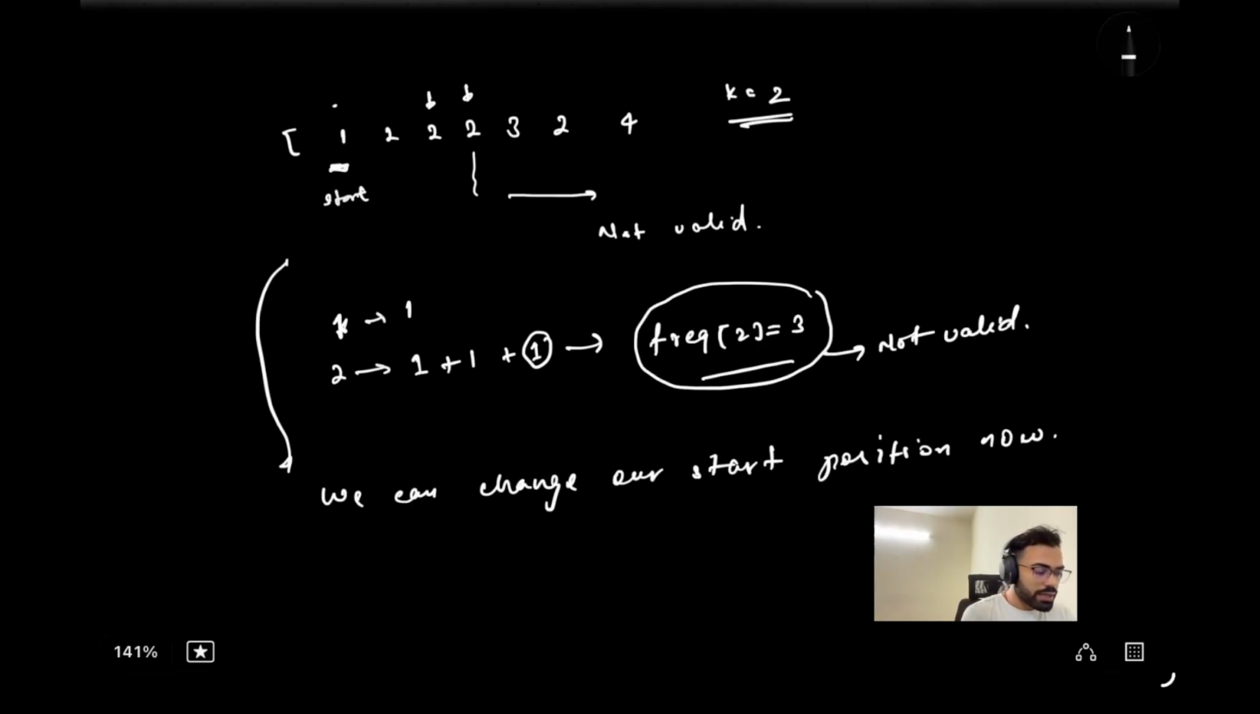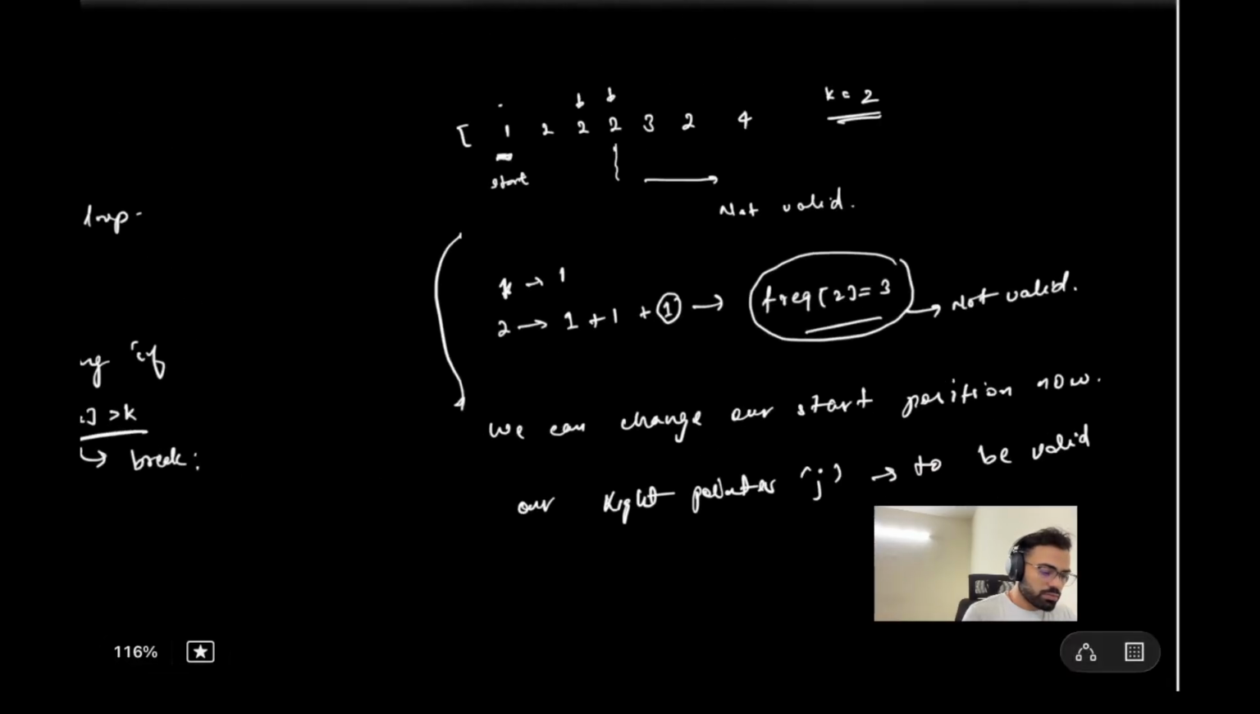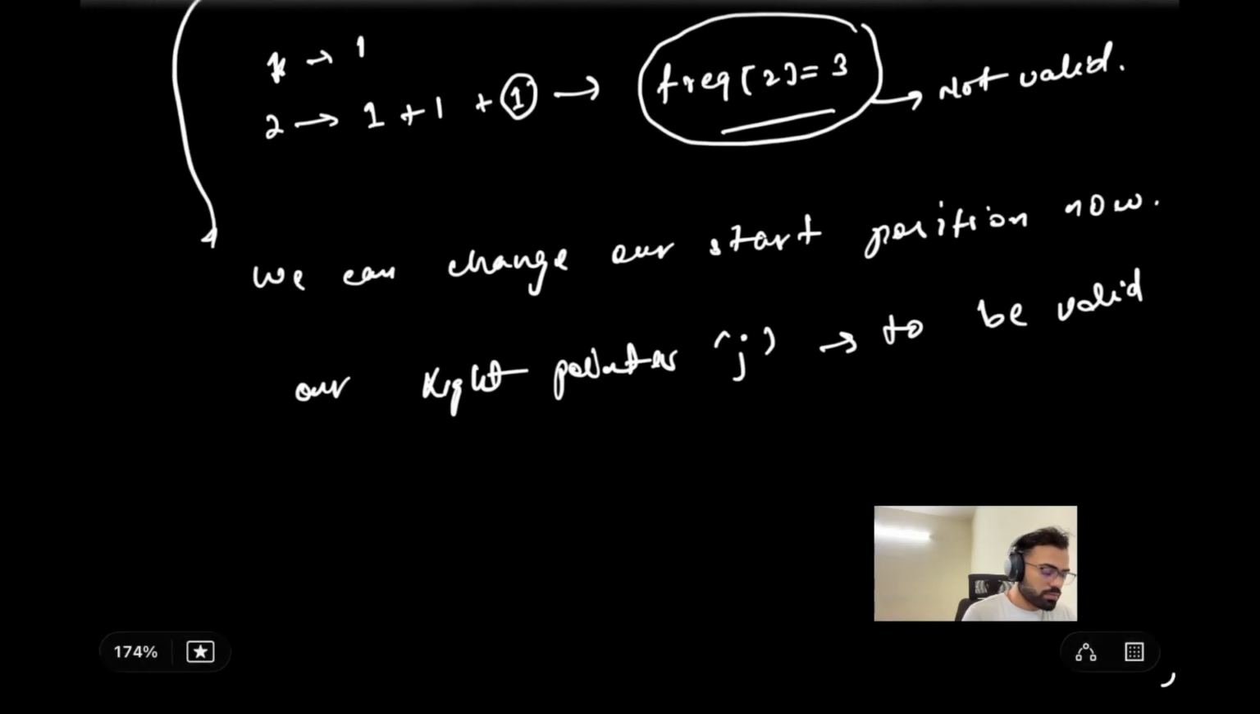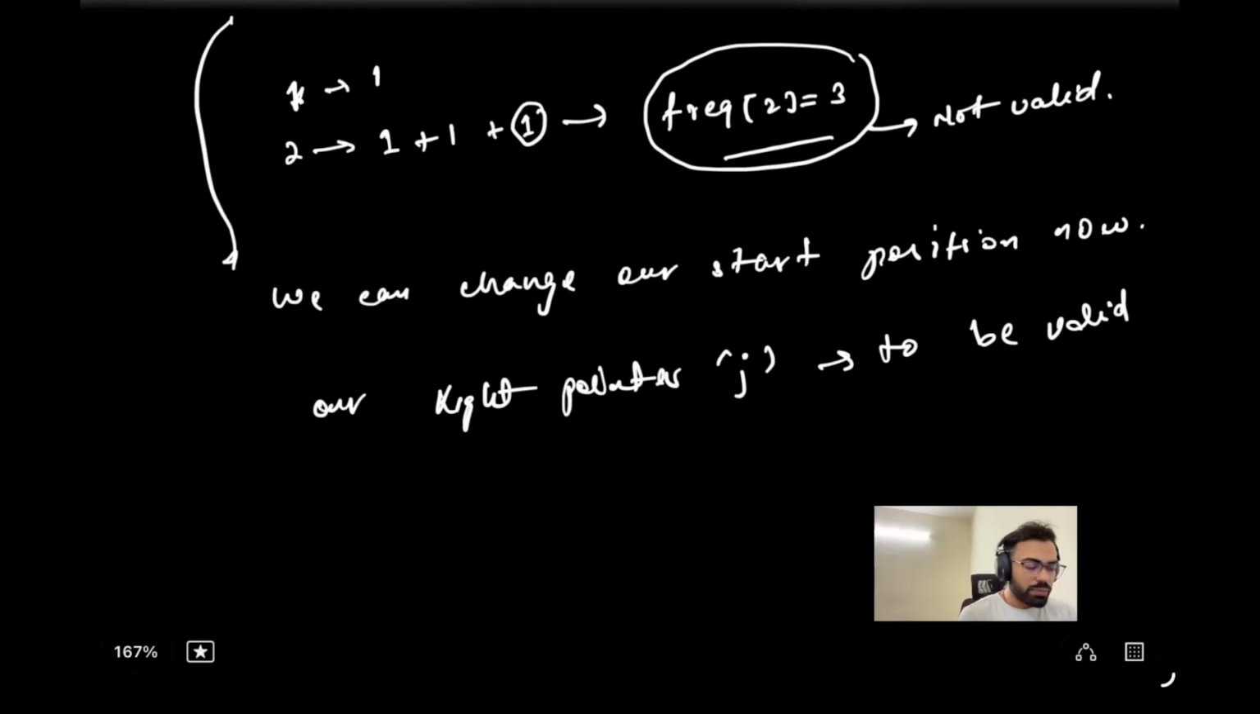now for this index, right? For this, our right pointer, our right pointer j to be valid, right? Okay, so for our right pointer to be valid, we need frequency of 2 less than or equal to k now.